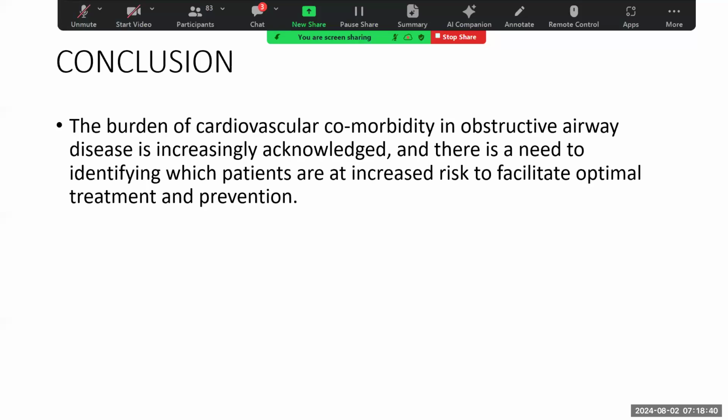What supports COPD on the chest X-ray film? Okay, I think you mentioned some of them. Hyperinflated lungs, flattening of the diaphragm.